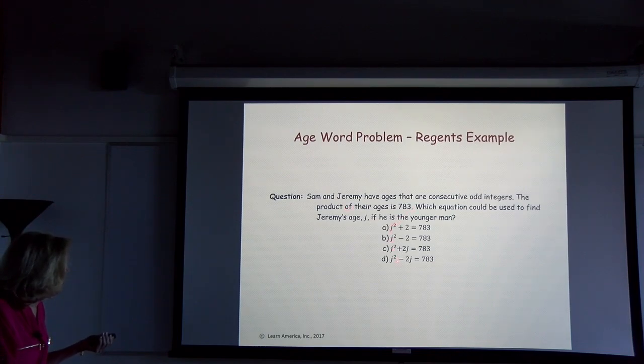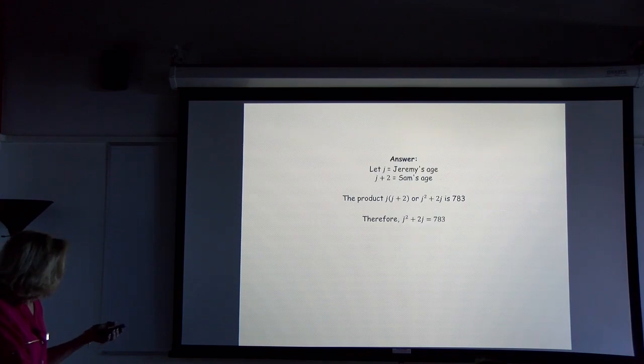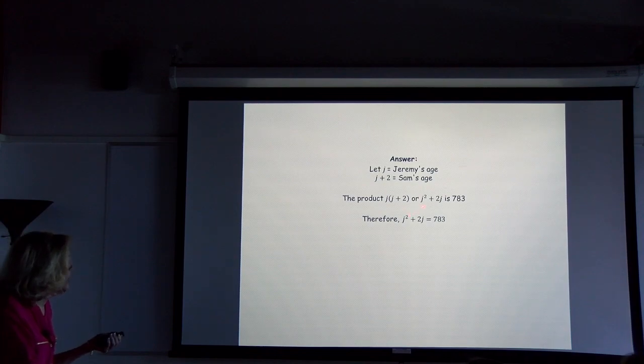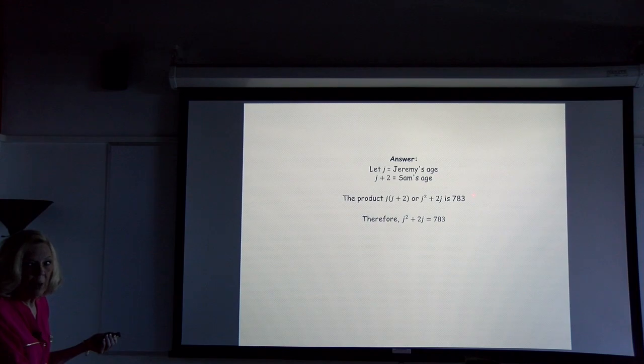So now which one of these looks like the one you want to use? What do you think about A? Any other thoughts? Let's take a look. All right, in this case we did J and J plus 2. You'll notice now that the product is J squared plus 2 times J. You have to use your distributive property. So this now gives me J squared plus 2J equals 783. So you have to remember the distributive property on that one.